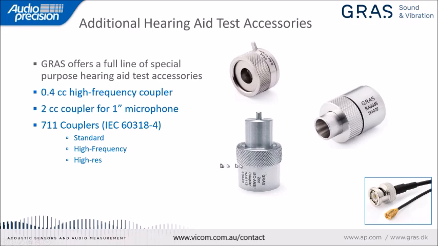There's this 2cc coupler for a 1-inch microphone if you need to make lower level measurements or to meet a certain standard. And then with the 60118 Part 0, there's the option to use ear simulators, sometimes called 711 couplers from the former standard. The current standard governing those is IEC 60318-4. GRAS offers 3 types in this package: the standard one, the high frequency one, and the high resolution one. And of course, there's a variety of connection cables available to connect the microphone to the analyzer.